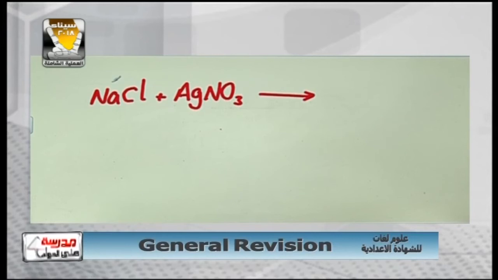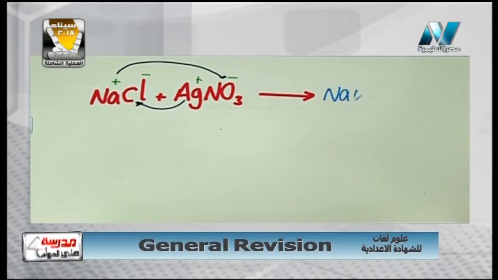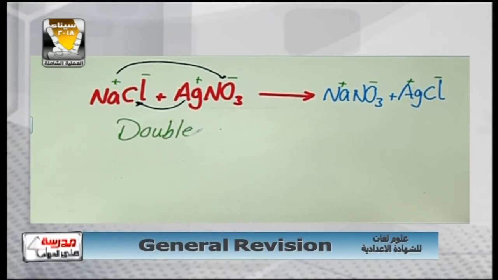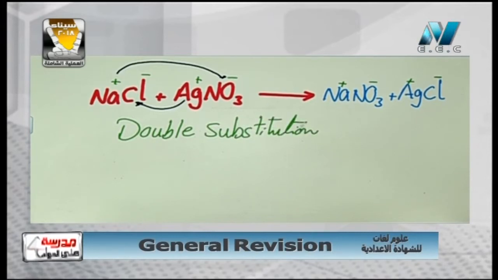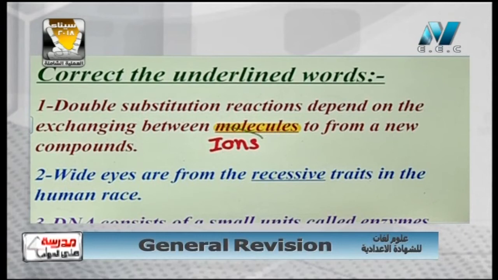We have here positive ion, negative ion, positive ion, negative ion, as we have positive with negative and positive with negative. So the answer is sodium nitrate and silver chloride, as we start with positive, end with negative, start with positive and end with negative, as a double substitution reaction. Double substitution reaction is an exchange between ions to form new compounds. As we can see, it depends on exchanging between ions.